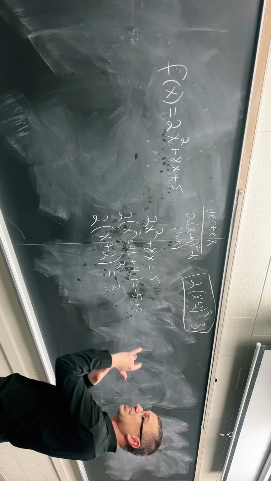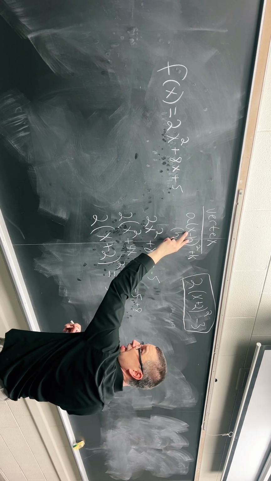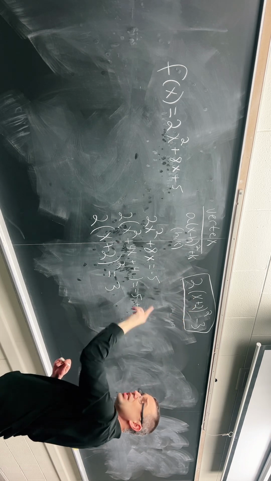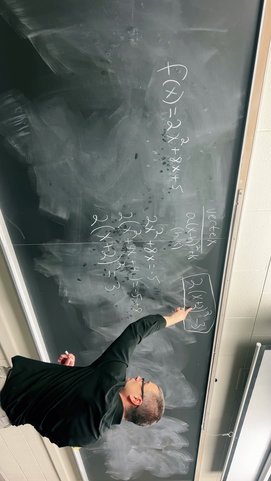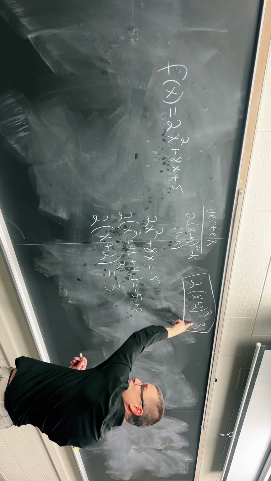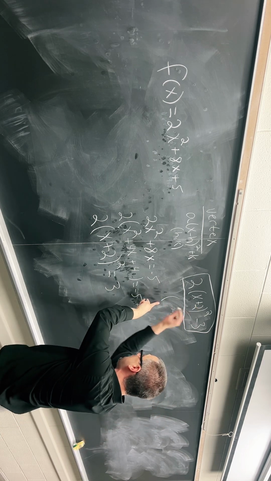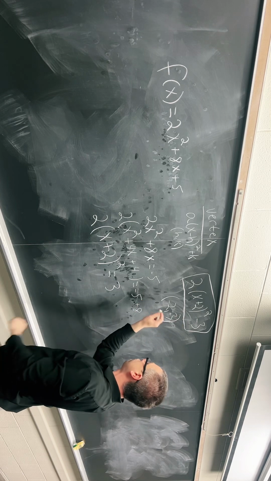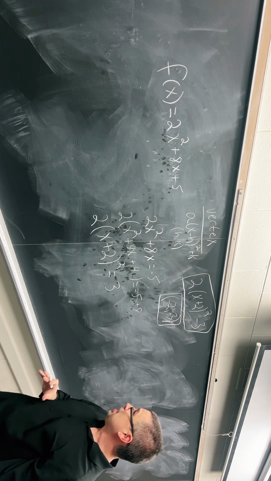Well, the vertex is at the point h comma k, so it's always x minus h squared plus k. Here we have x plus 2, so h is actually negative 2. This is like x minus a negative 2. And then we have minus 3, which is like plus negative 3. So the vertex is at h comma k, but h is negative 2 and k is negative 3. So the vertex is at the point negative 2, negative 3.